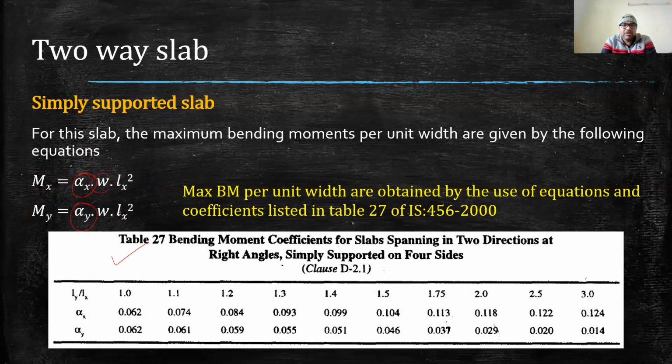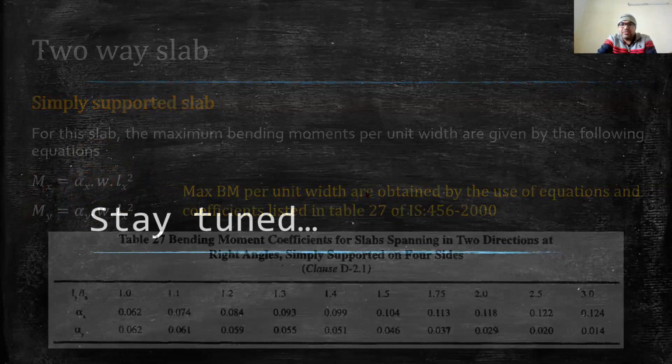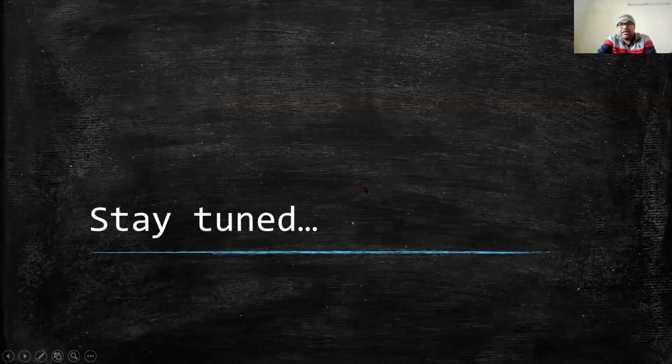Now what is w? w is the unit load on the unit strip per unit length. Lx is the effective span along the shorter span. So that is the theory. In the next part, we will take an example and solve how to do that.